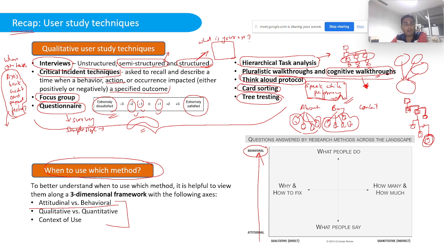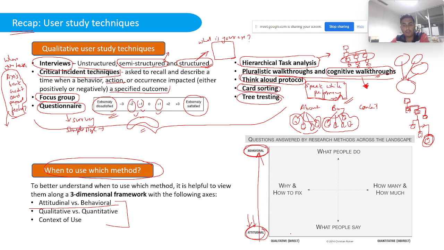Similarly, if we want to know about the reports of the various pain points about this particular feature, probably we would like to know about people's perception about this application. So in that case we can go for those user studies where we collect information from experts in the form of, for example, focus group discussion or semi-structured interview. This is how we decide whether we need to go for attitudinal information or behavioral information.